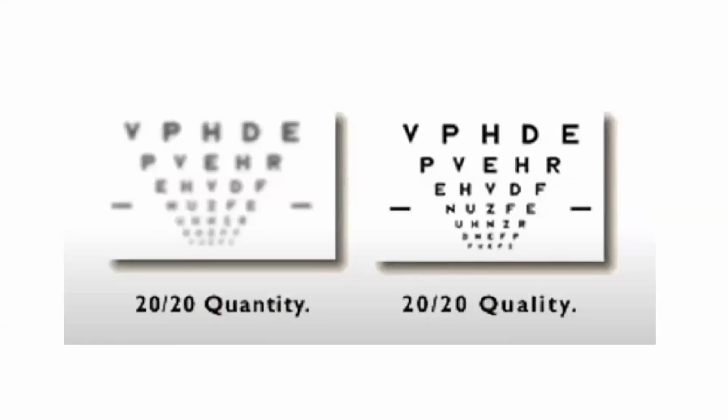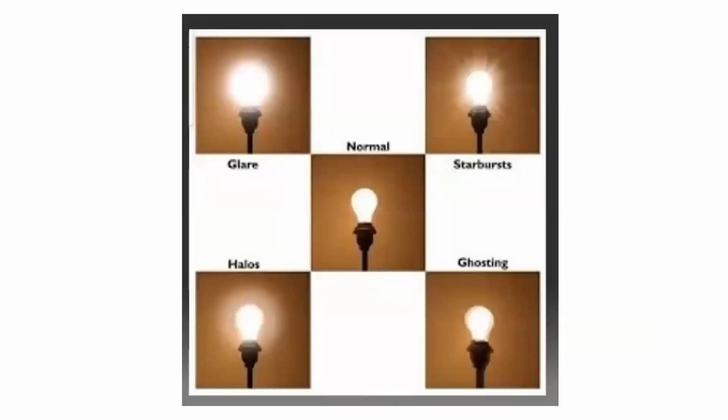So as we know, 20/20 quantity is important, but more importantly nowadays with refractive surgery on the rise, even quality of vision is important. So what are the symptoms that a patient has if they have high aberrations, which we can see as glare, starbursts, ghosting, and halos?